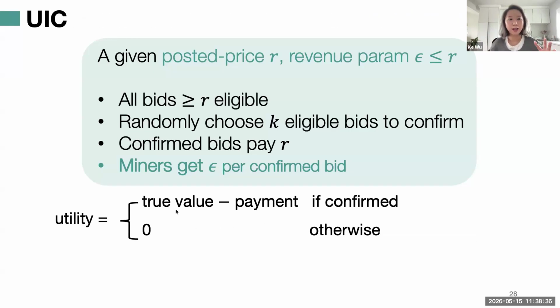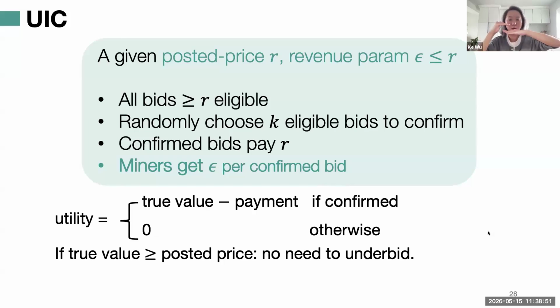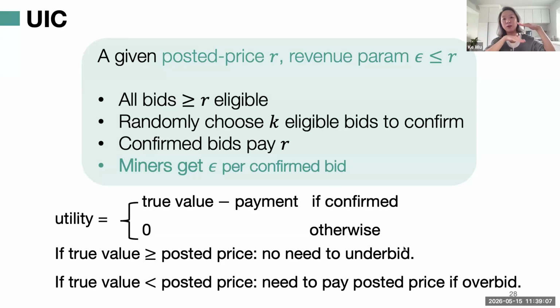For the user, I'm pulling out the user utility again. In this mechanism, all that matters for a user is whether I bid above the posted price or below the posted price. That's it. That's saying if my true value is above the posted price, it doesn't make sense for me to bid something lower than the posted price because then I will never be confirmed. Whereas in the honest case, I actually have a positive chance of getting confirmed. Whereas if my true value is below the posted price, it never makes sense for me to bid something higher than the posted price. Because once I get confirmed, I will need to pay that posted price, which is higher than the maximum amount I'm willing to pay. So again, it doesn't make sense for a user to overbid if my true value is below the posted price.